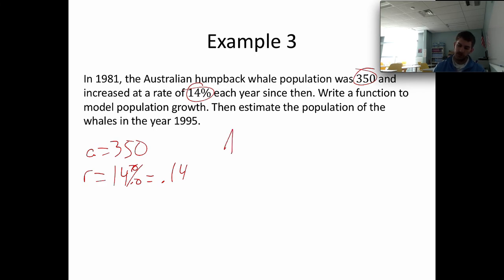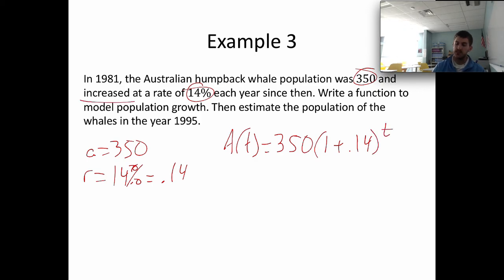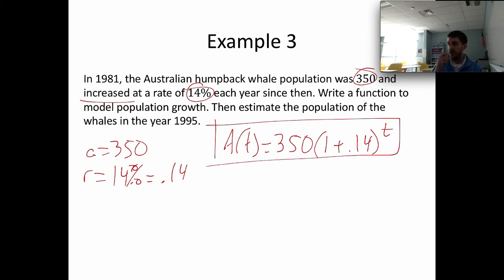Now, plugging that into the equation, A of t equals 350 times 1 plus 0.14. Since we're increasing, we add the 0.14, raised to t. In this case, t is just years, so we're only going to have t, not 12 times t, because it was months in the previous one. Now, that is the generic equation. You can simplify it a little bit, which we will in a second. But now we're asked to plug in the year 1995. So 1995 would mean t equals 14.